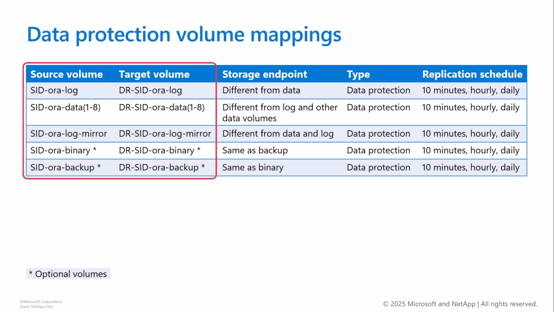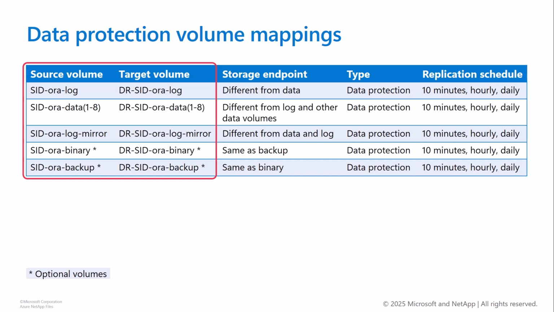Application Volume Group for Oracle uses anti-affinity rules to place data and log volumes on separate storage endpoints. Backup and binary volumes are deployed on the same endpoint. The same rules apply to data protection volumes, which are mapped to the source volumes as shown in this table. Protection volume names are prepended with DR- for easy identification. Replicating the database volumes doubles the Azure NetApp Files storage consumption.